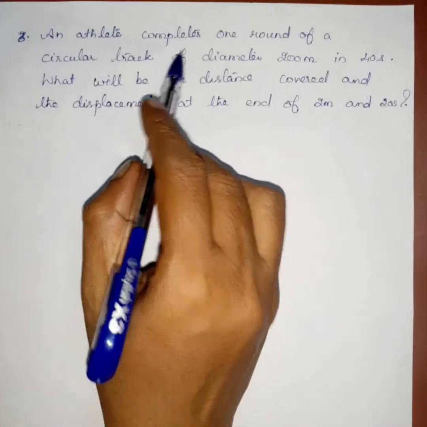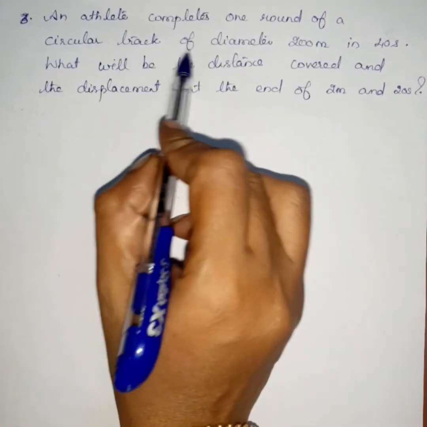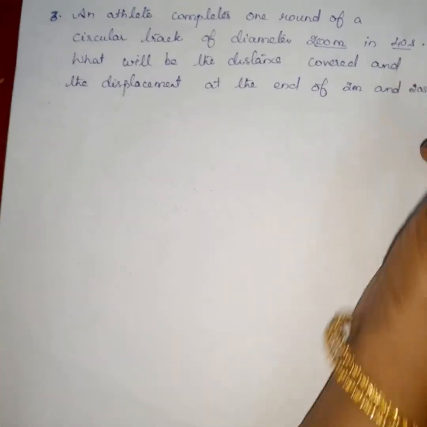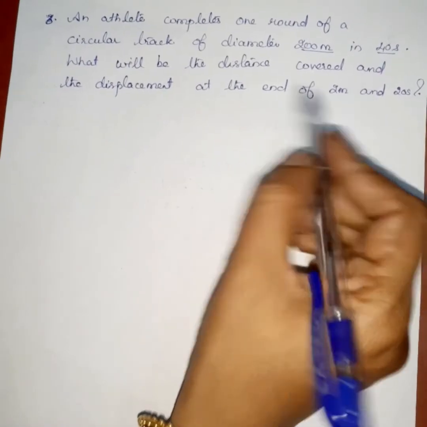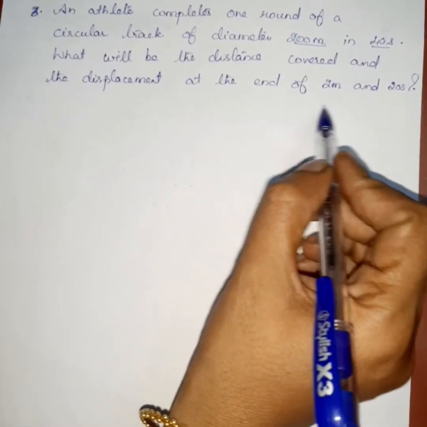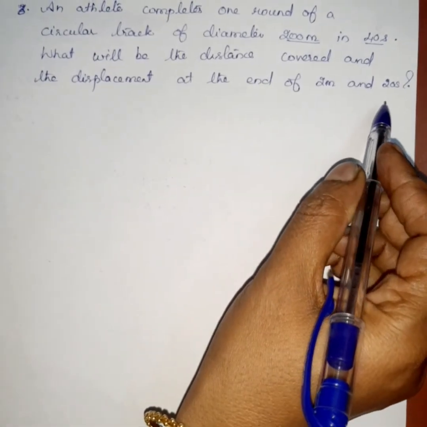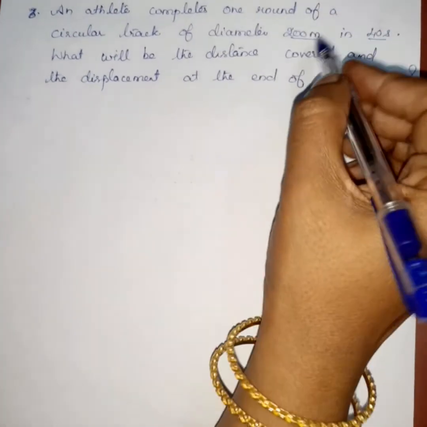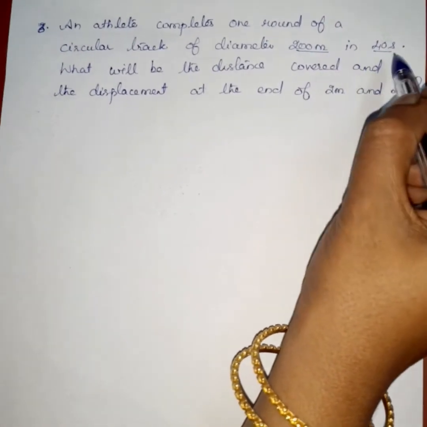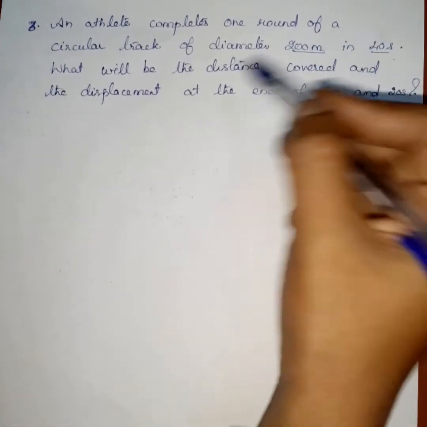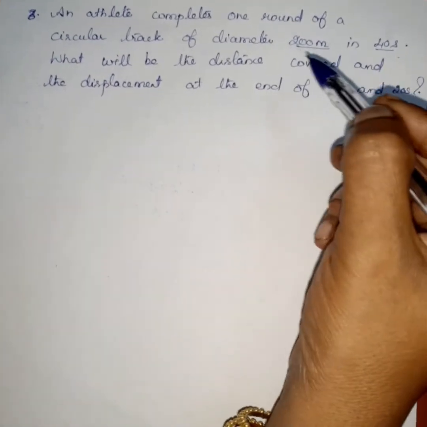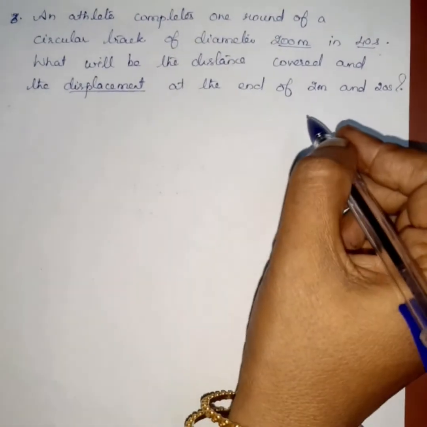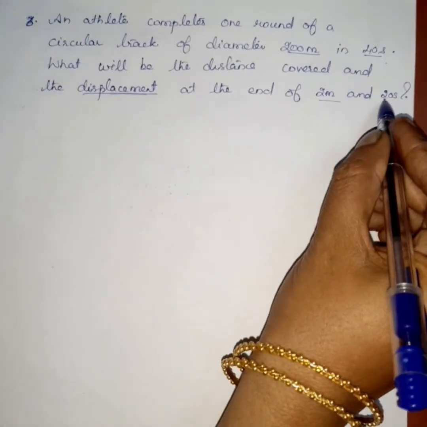An athlete completes one round of a circular track of diameter 200 meter in 40 seconds. What will be the distance covered and the displacement at the end of 2 minutes and 20 seconds? So here listen, one complete rotation in the circular path. The diameter is 200 meter. How many seconds? 40 seconds. Okay. So what will be the distance covered and the displacement? It is very important. Displacement at the end of 2 minutes and 20 seconds.